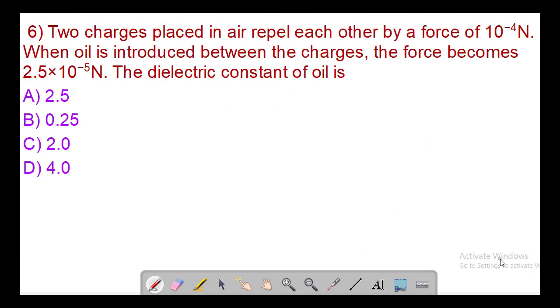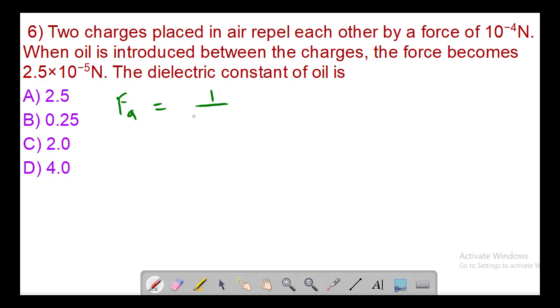Next is question number 6. Two charges placed in air repel each other by a force of 10 raised to minus 4 newtons. When oil is introduced between the charges, the force becomes 2.5 times 10 raised to minus 5 newtons. The dielectric constant of oil is. So what data are we given? Let us take the force between the two charges when in air as Fa. Now we apply Coulomb's law.